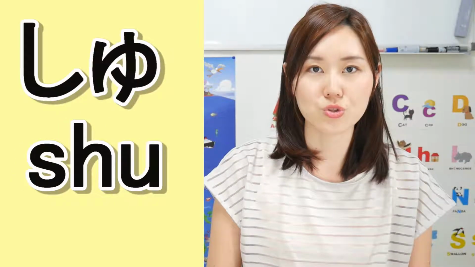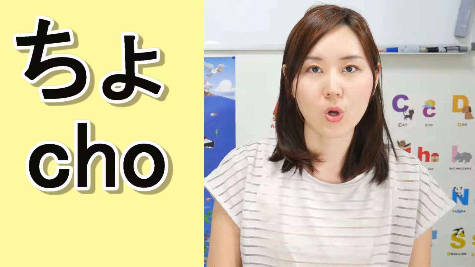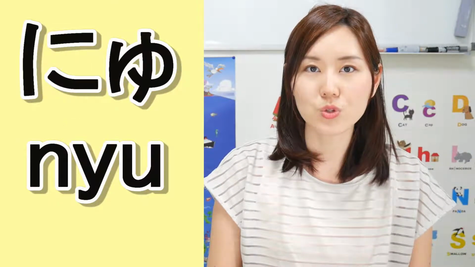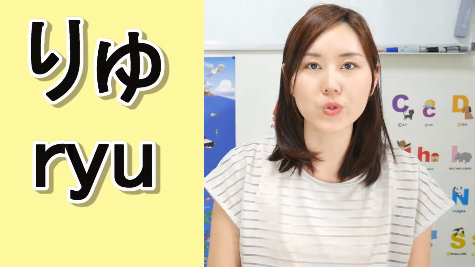Sha, shu, sho. And with the chi sound, cha, chu, cho. And with the ni sound, nya, nyu, nyo. And with the hi sound, hya, hyu, hyo. With the mi sound, mya, myu, myo. And with the ri sound, rya, ryu, ryo. Rya, ryu, ryo might be a little hard to pronounce, but please practice, okay?